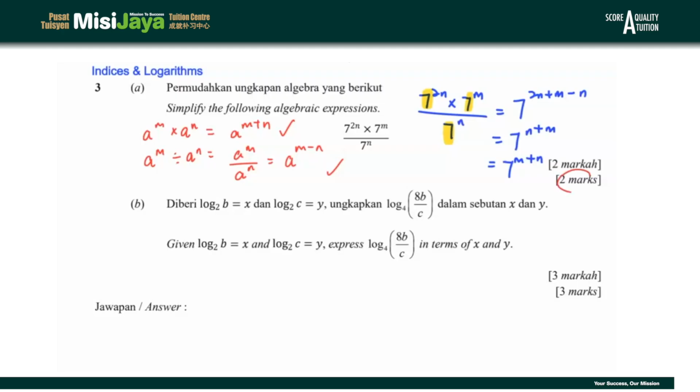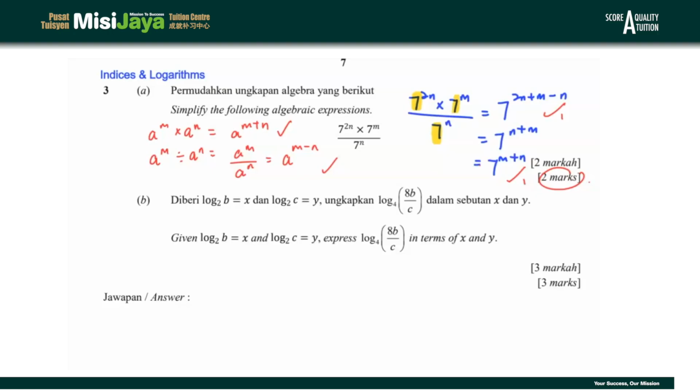And this question carries 2 marks. Okay, where do we get the 2 marks? Yeah, so 1 mark is here, and another one is the final answer. Okay, so they want to test you to see whether you still remember the law of indices or not, and how to simplify it to get the final answer.